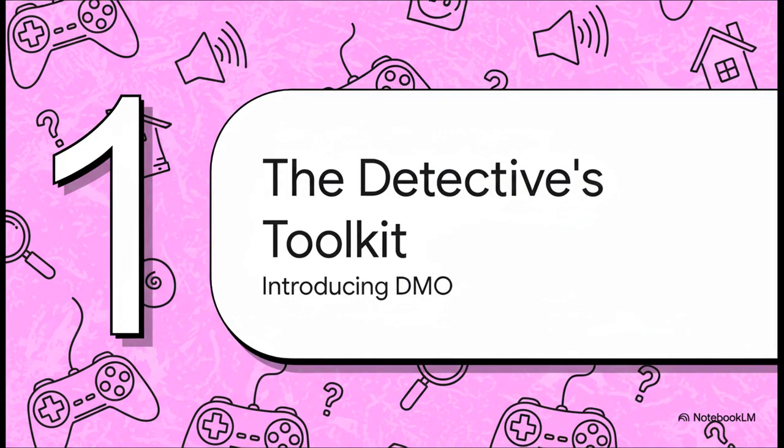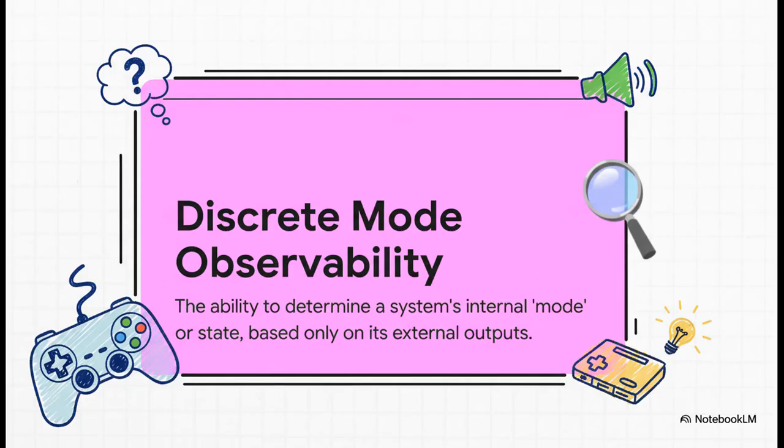It turns out this whole guess the game challenge actually has a formal name in systems theory. It's called Discrete Mode Observability, or DMO for short. You can think of it as the detective's toolkit for figuring out these hidden systems. So, put simply, DMO is just the ability to figure out a system's internal mode, like which specific game is running, based only on its external outputs, like those clicks and sounds you're hearing. You're observing the system to figure out its specific or discrete state. See? It's all in the name.